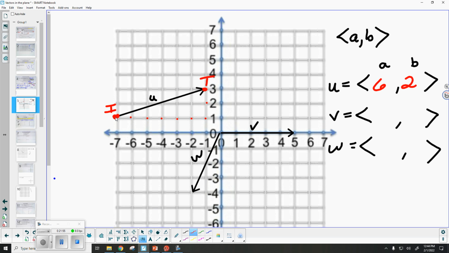That's all there is to it. Okay. So let's kind of go around the room here. How about Zeke? I haven't talked to you in a while. What would the component form for V look like? You're very close. 5, 0.